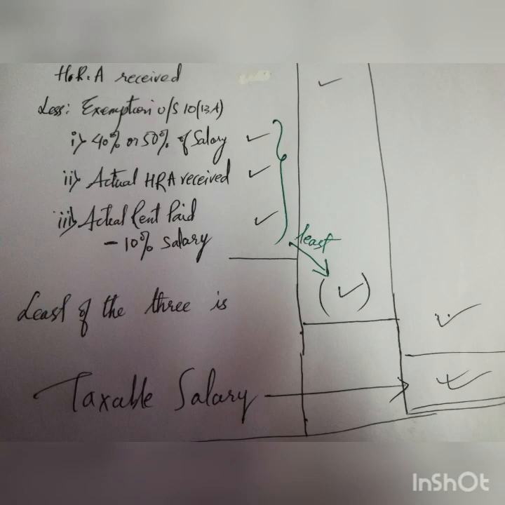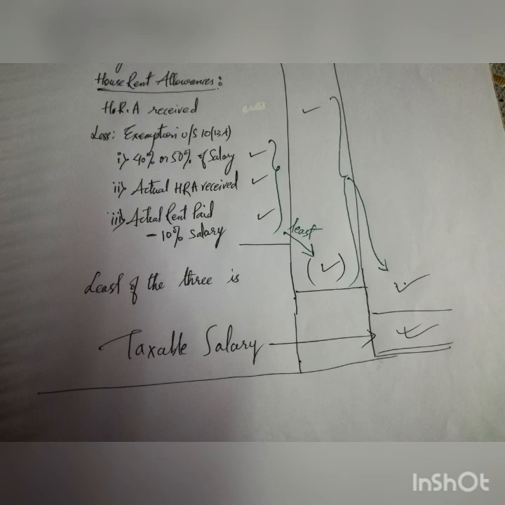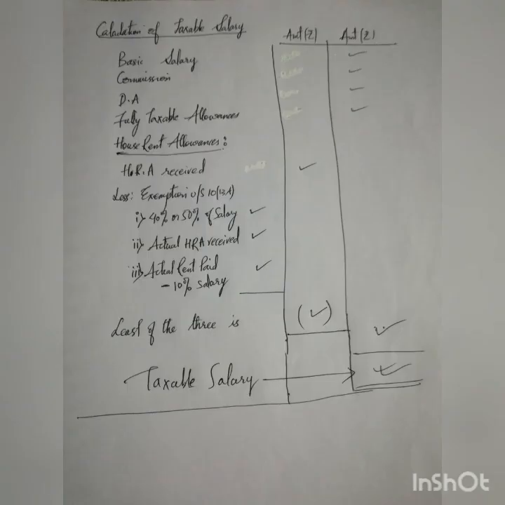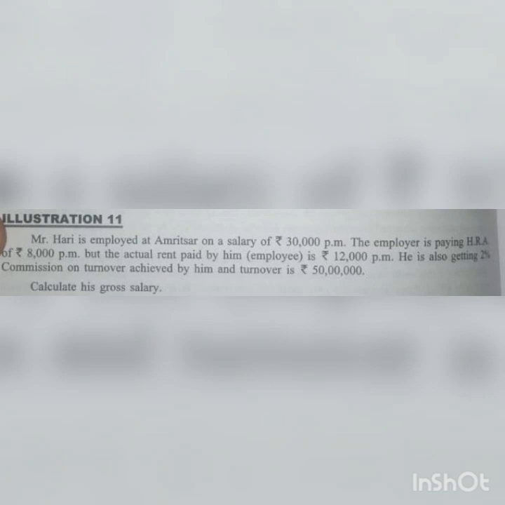There you have to write down the least of these three amounts, okay? And finally, the HRA received, the one you had written in the inner column, and the least of the three amounts, these two amounts you subtract, and the final one you write down outside. Then the outer column, add it all, then you get the taxable salary. That's it. Now let's discuss this illustration.